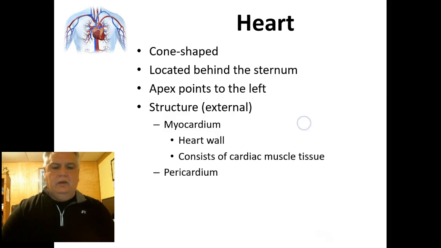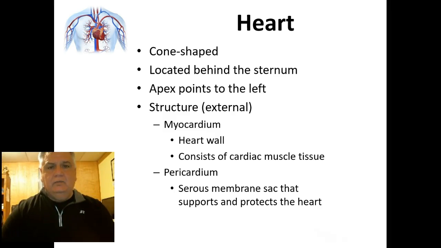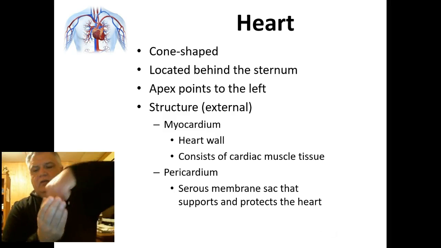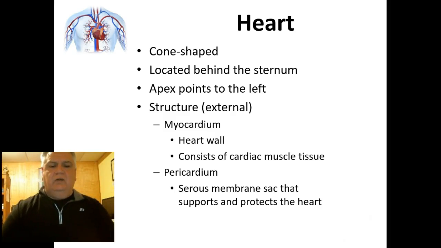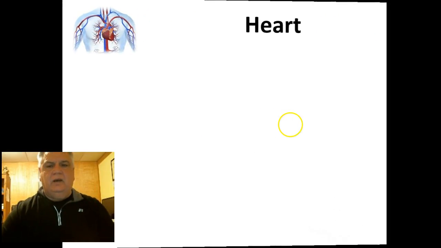Surrounding the myocardium, there is a structure called the pericardium. The pericardium is a serous membrane sac that supports and protects the heart. Now remember what a serous membrane is. A serous membrane is a wet membrane that covers all body organs that are not exposed to the outside. And a serous membrane is a double membrane, so it has two layers to it. So the heart kind of sits inside of this sac, which is referred to as the pericardium, and it's a serous membrane sac.